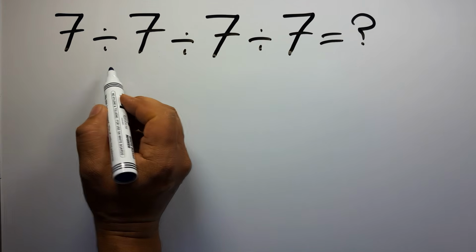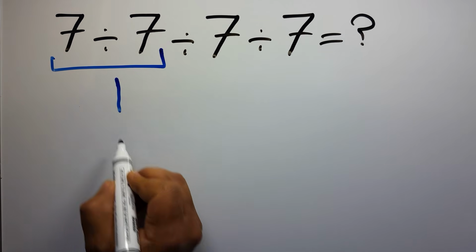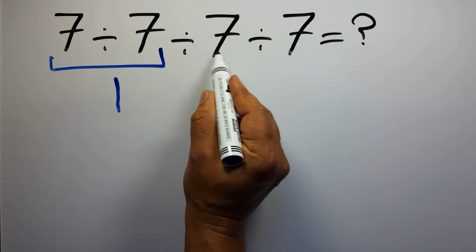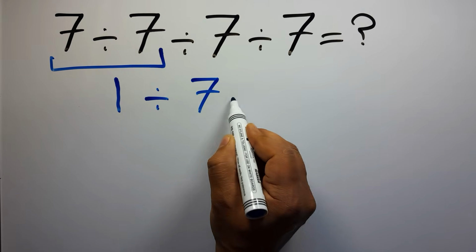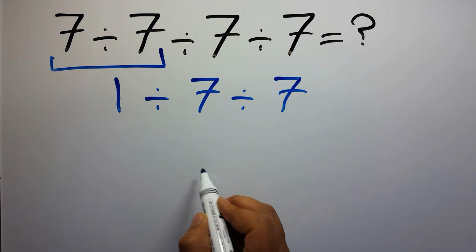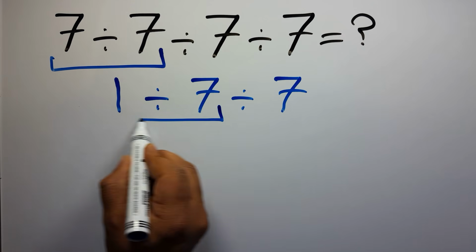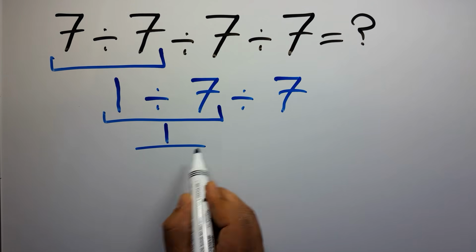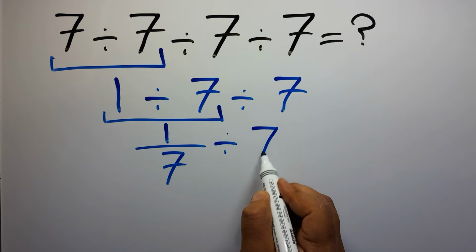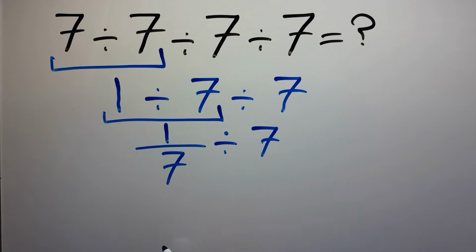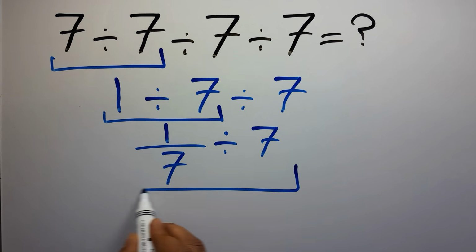So first this division, 7 divided by 7 is just 1. So 1 divided by 7 and again divided by 7. Now we have to do this division. 1 divided by 7 can be written as 1 over 7. Then divided by 7. Okay? So we have 1 over 7 divided by 7.